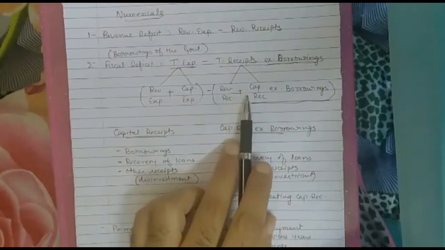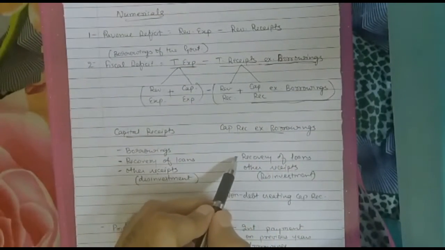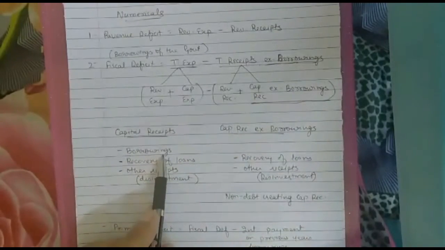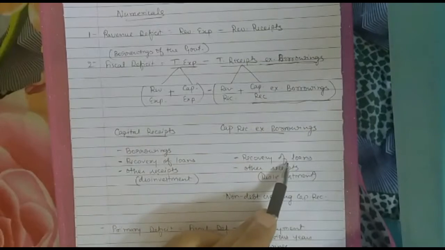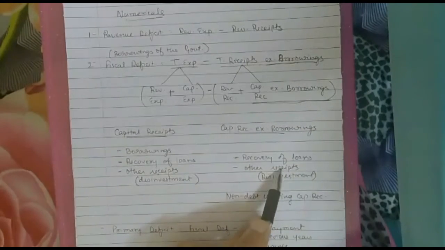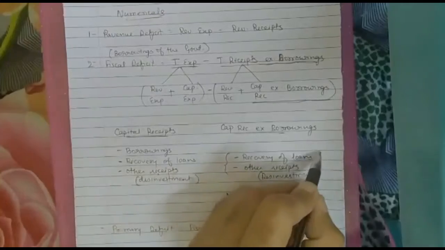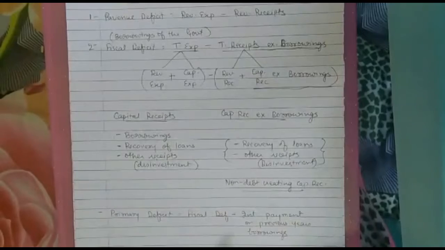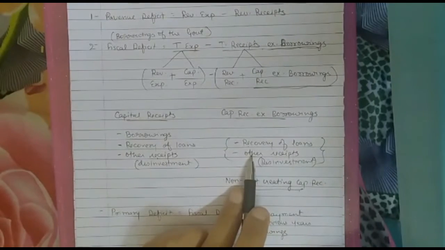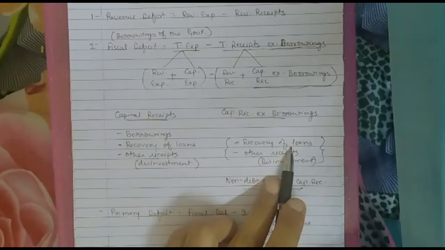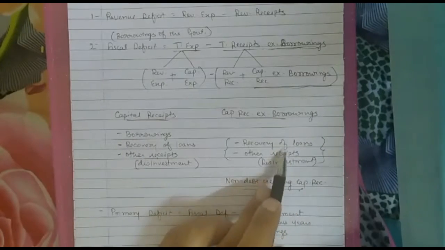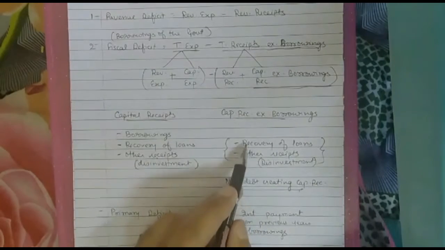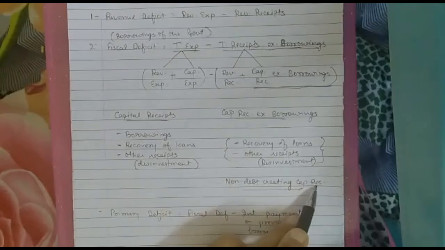But while calculating the numerical, we are using only these two things because here we need capital receipts excluding borrowing. So we have to exclude borrowings and consider only two things: recovery of loans and other receipts. These two things are also termed as non-debt creating capital receipts, because no debt is created. When we recover the loan that we have given earlier to someone, no debt is created. When disinvestment is done, no debt is created. So these two together are known as non-debt creating capital receipts.